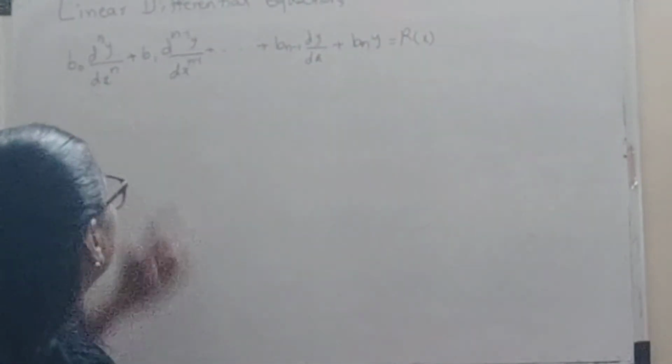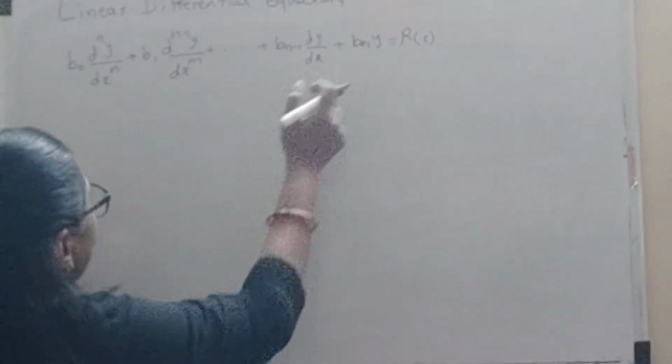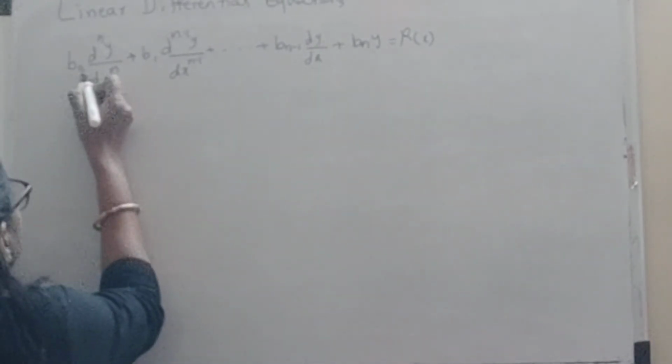Now next thing is, here B0, B1, Bn minus 1 and Bn. Suppose they are functions of x.